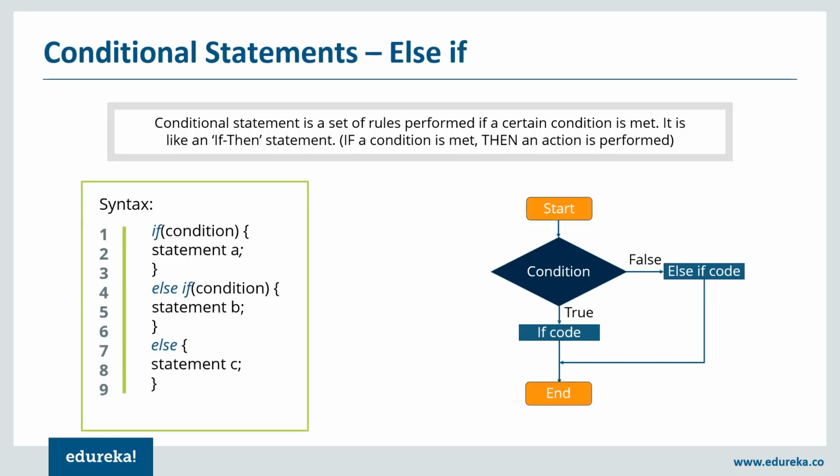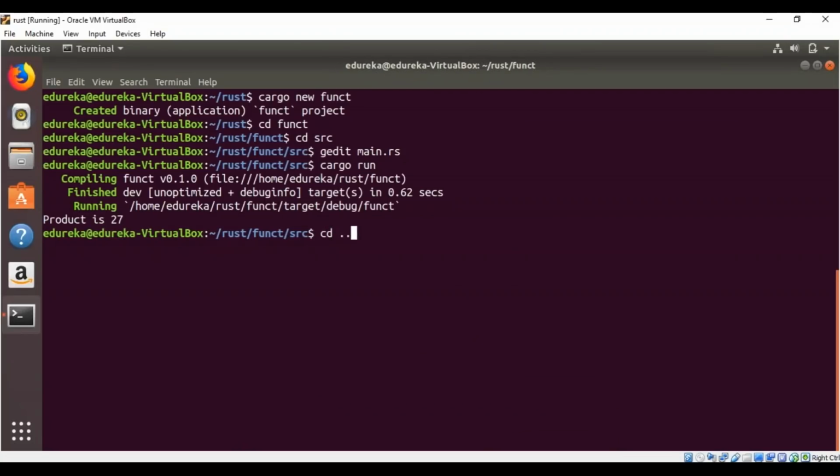Now then you have else if. So what happens with else if is that you can have multiple conditions by combining if, else if, and else. So let's just execute a block of code. You'll understand this in a better way. So I'm going to open up my terminal.